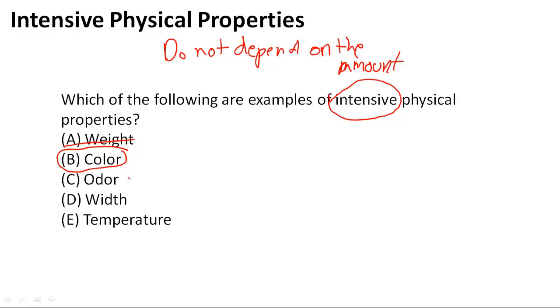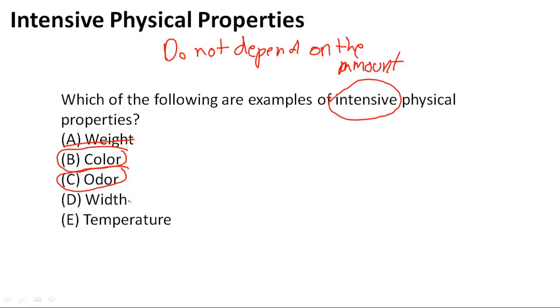C, odor. Odor is how something smells. So does that change when we add more of something? Maybe the smell becomes stronger, but that doesn't change the smell. So that is definitely another example of an intensive physical property.